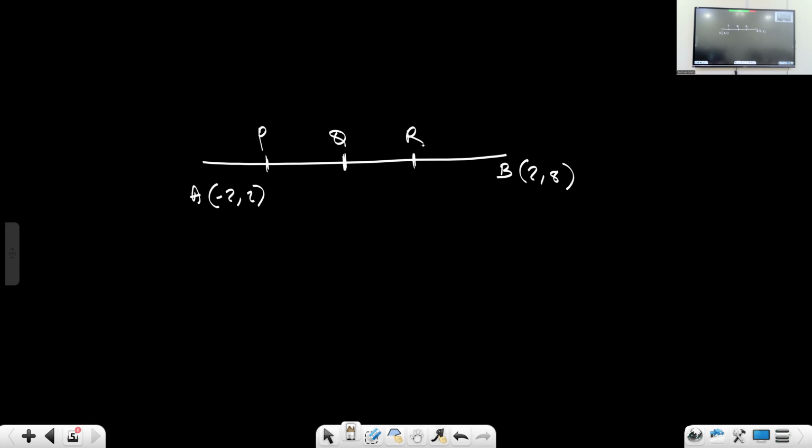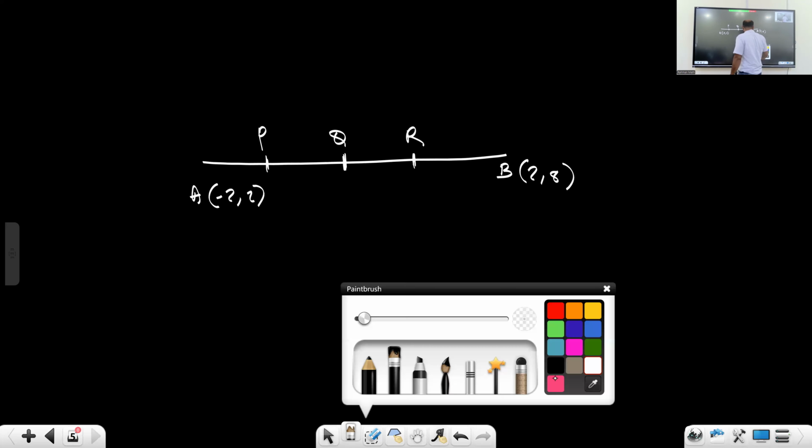Draw the diagram. Question number 4. Let P, Q and R divide AB into 4 equal parts. See, 3 letters only, but 4 parts will be there.